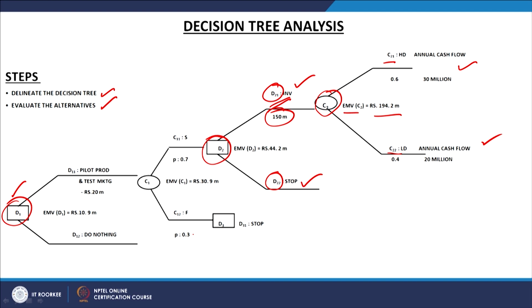Chances of the failure of the test marketing will be 30%, and if we become successful, as per the 70% chances, then we will go for the commercial production where decision 2 will be taken and an investment of 150 million will be required. Or if we accept this failure, where the chances are quite bleak, 30%, we will not go for any kind of commercial production.